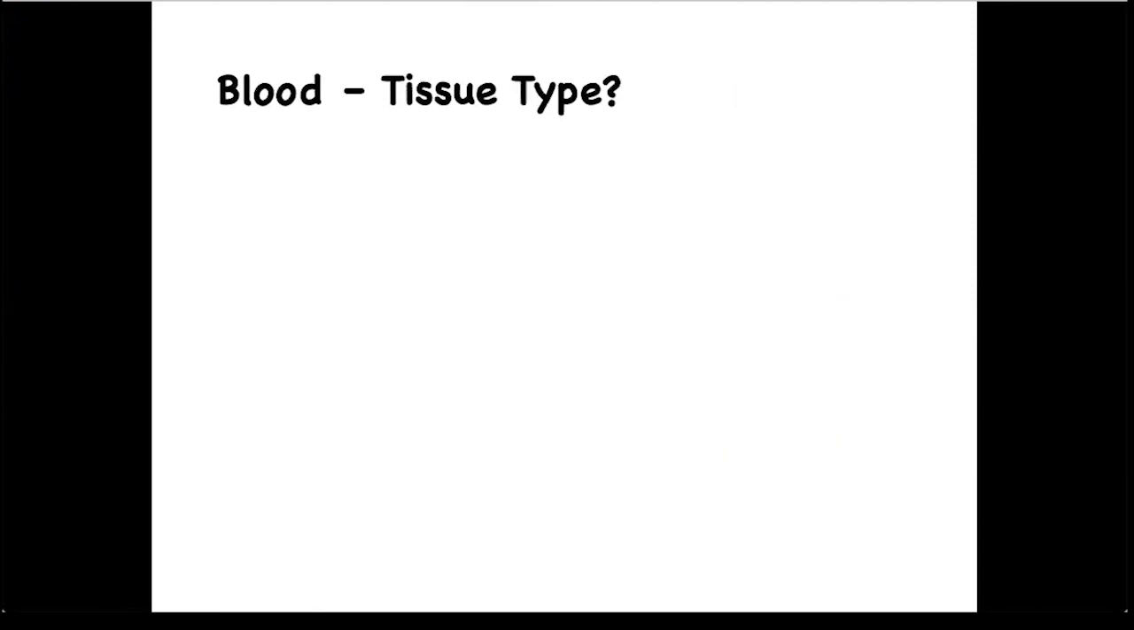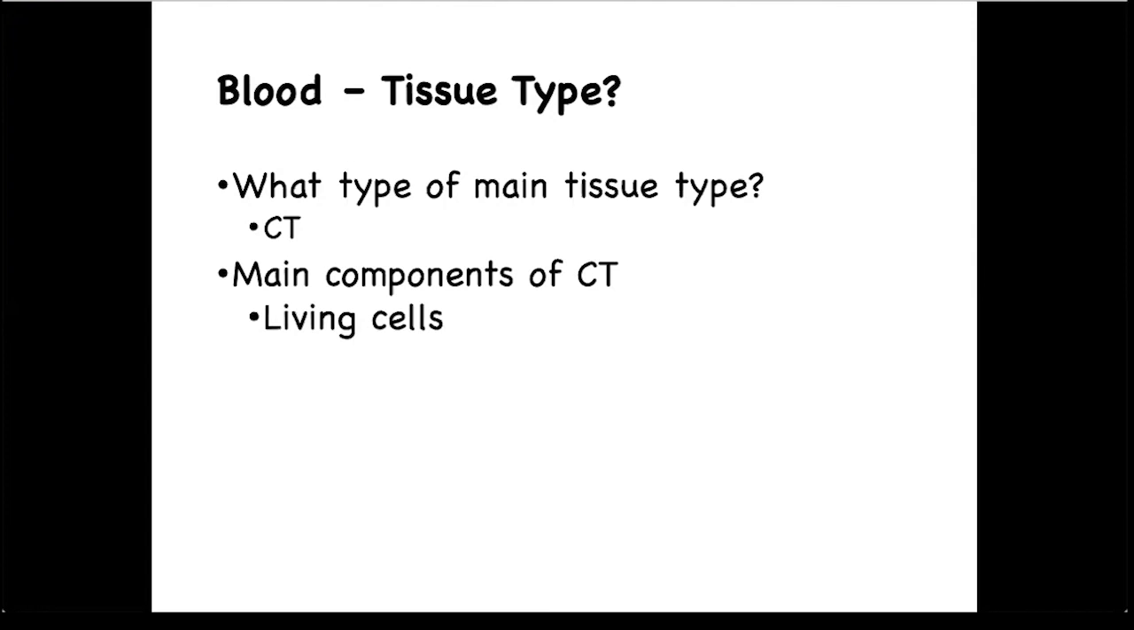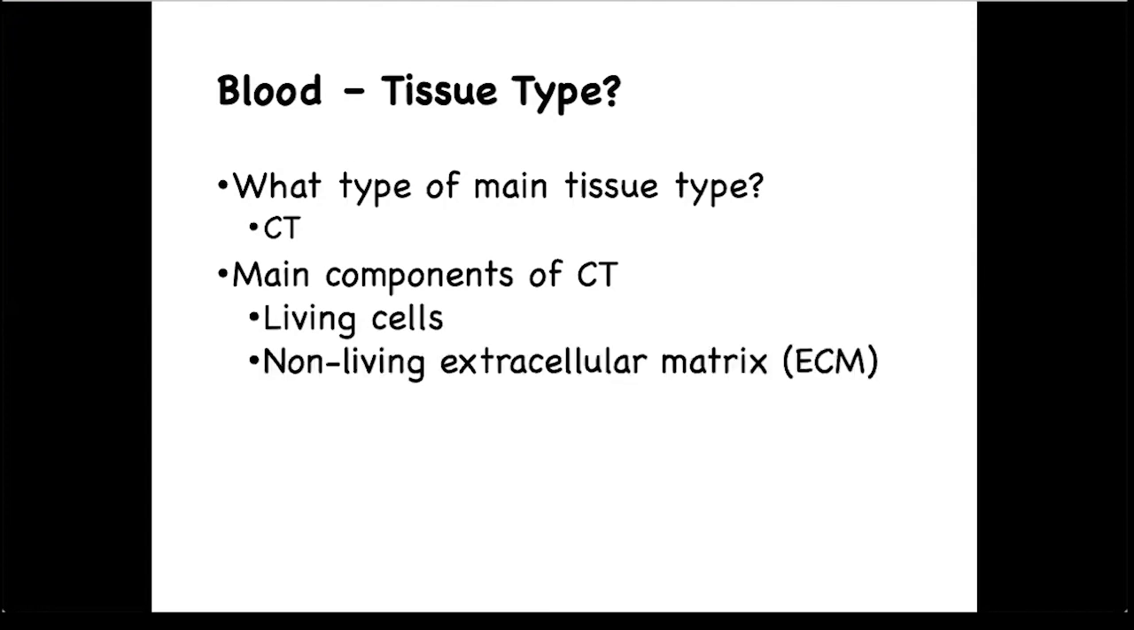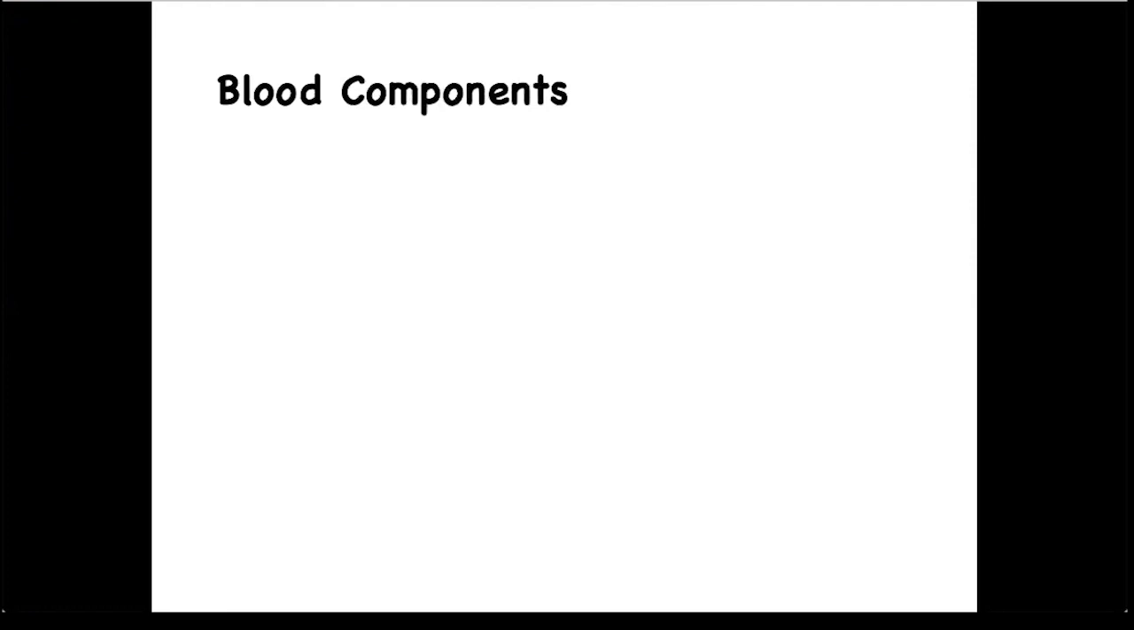Do you remember what type of main tissue blood is? Recall that the 4 main tissue types are epithelial, connective, nervous, and muscle. So blood is a connective tissue, and all connective tissues are going to have 2 main components: the living cells and the non-living extracellular matrix. In the extracellular matrix, the protein will be fibrin, which is involved in coagulation or blood clotting.